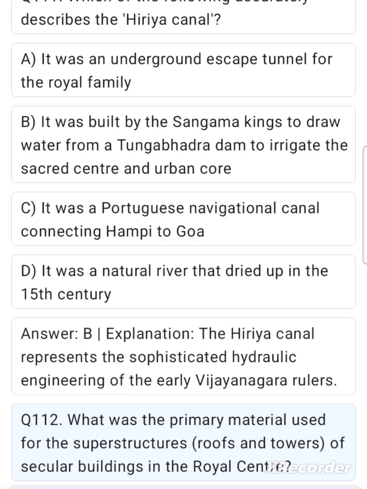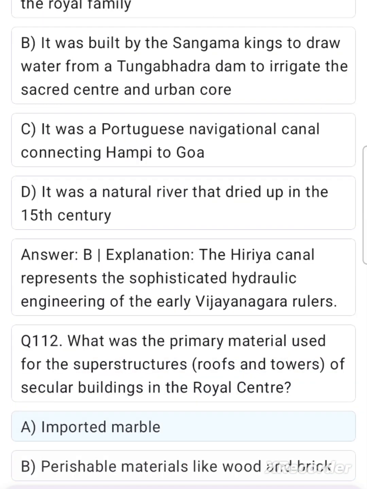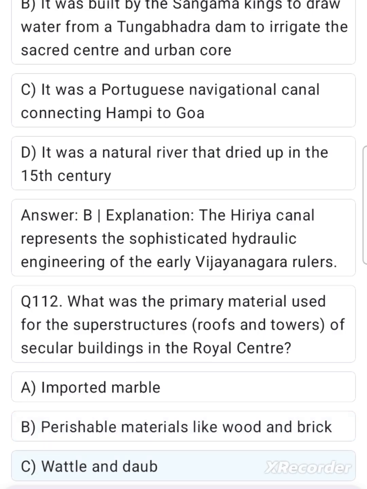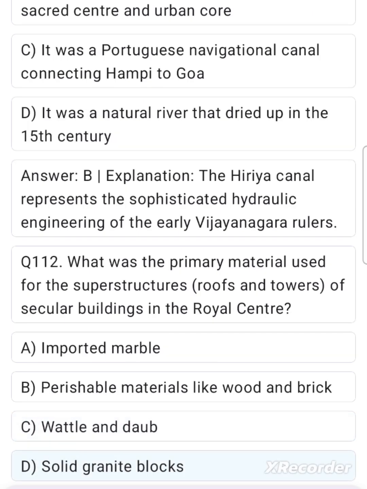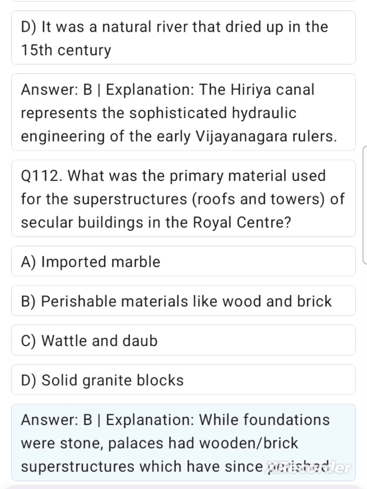Q112. What was the primary material used for the superstructures, roofs and towers, of secular buildings in the royal center? A. Imported marble. B. Perishable materials like wood and brick. C. Wattle and daub. D. Solid granite blocks. Answer. B. Explanation. While foundations were stone, palaces had wooden, brick superstructures which have since perished.